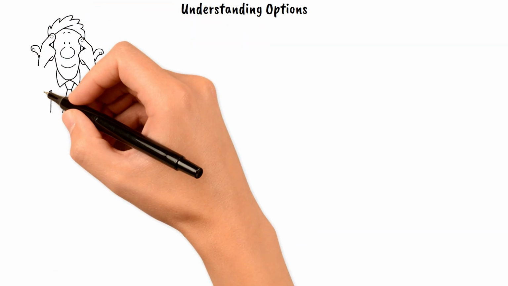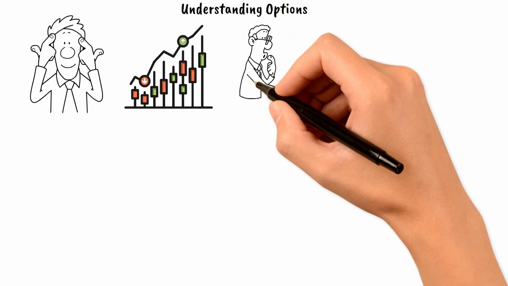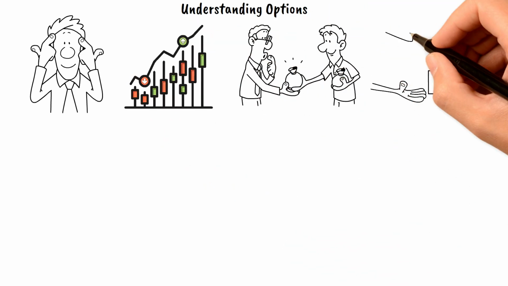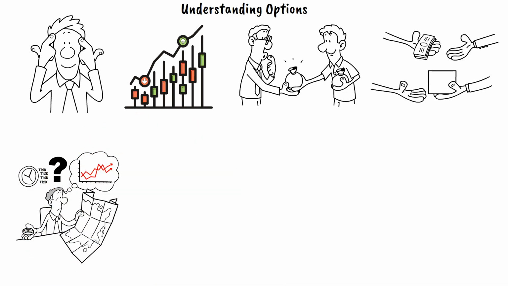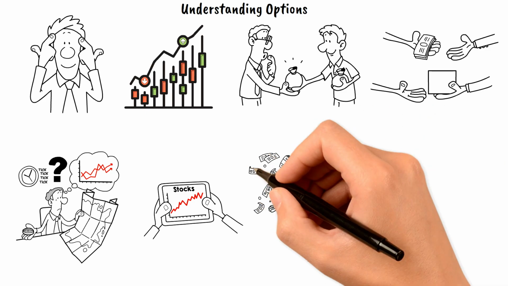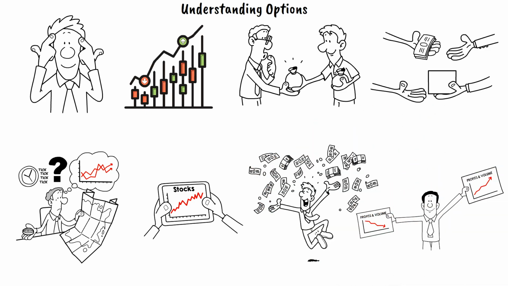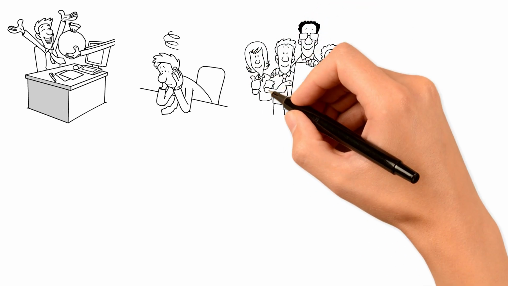Understanding options. Let's first understand the concept of options. Options are financial derivatives that give investors the right, but not the obligation, to buy or sell an asset at a predetermined price within a specific time frame. Unlike stocks, options allow investors to profit from rising and falling markets. They provide an opportunity to generate income, hedge against potential losses, and gain exposure to various market movements.